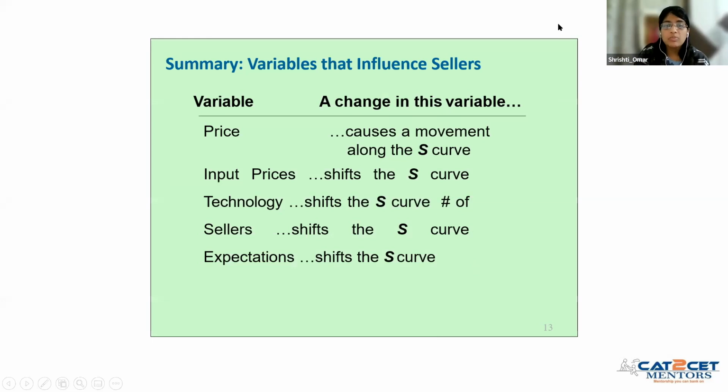This is book economics. Don't relate it to the real world. The real world doesn't work with so many assumptions as economics does. Okay, so this is again the summary of variables that influence sellers.